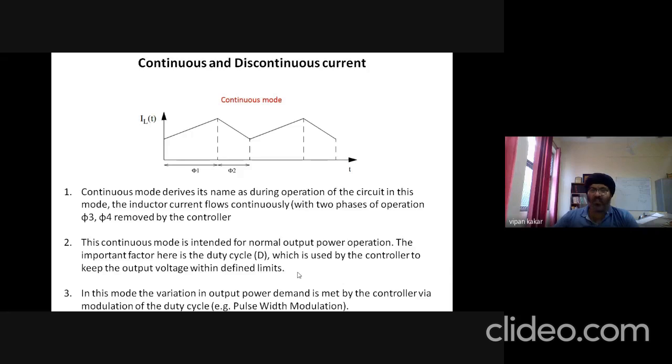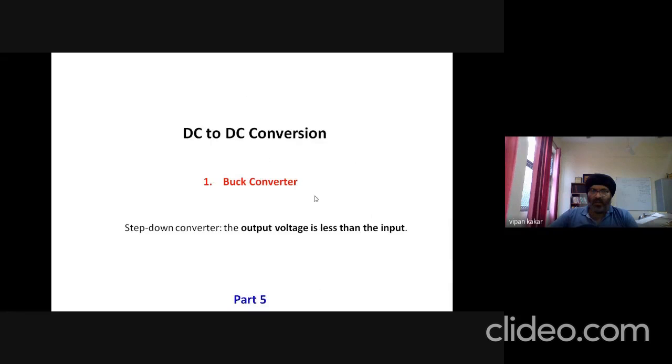In this case, this controller needs to apply a control method called pulse width modulation. We'll see pulse frequency modulation as well as pulse width modulation. This is all provided by the controller. The only difference over here is that it works in 2 phases, phi 1 and phi 2. Phi 3 and phi 4, which were available in discontinuous mode, are actually removed by the controller in a continuous mode.